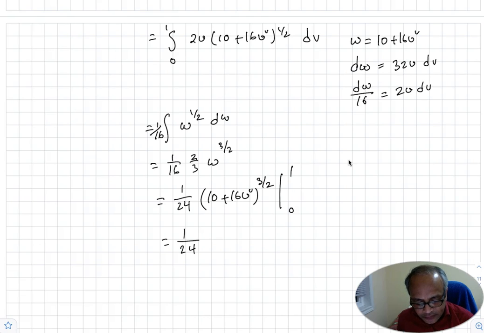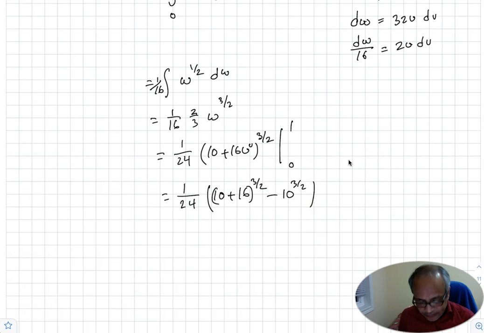So 1 by 24. If I put v equal to 1, that should be 10 plus 16 to the power 3 over 2. Don't forget that. And when I say 0, 10 to the power 3 over 2. So finally, I can do a little bit of simplification: 1 by 24 times 26 to the power 3 over 2 minus 10 to the power 3 over 2. So that's my final answer.